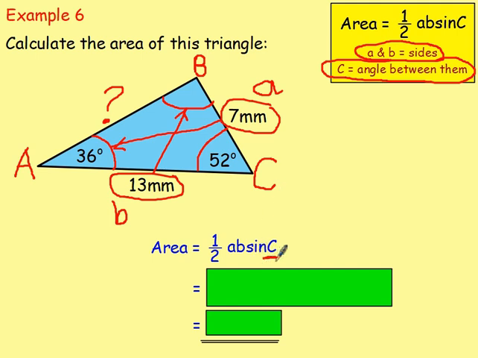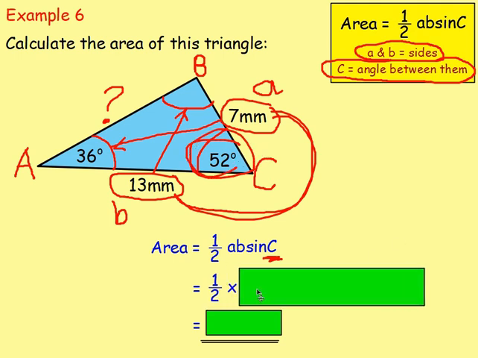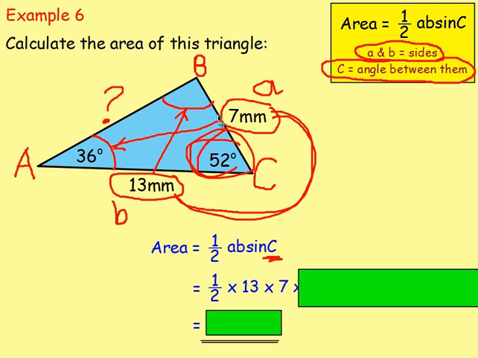So when we're thinking about half AB sine C, when we're looking for two sides and the angle between them, well, these are the two sides, the 7 and the 13, and the 52 is the angle between them. So we'd have a half times A times B. Again, doesn't matter which way around you have it. You've got 7 times 13 or 13 times 7 multiplied by sine of the angle. So it's sine 52. Make sure you're not using the 36. It's two sides and the angle between them for a half AB sine C.